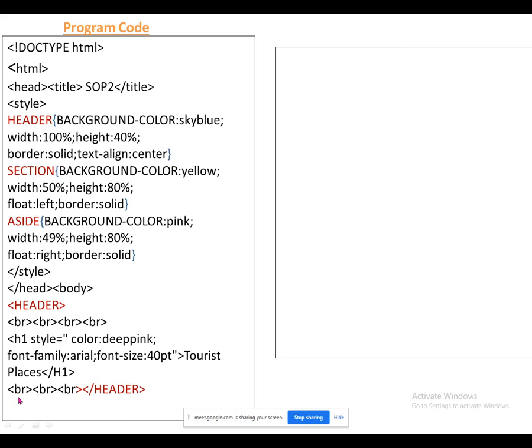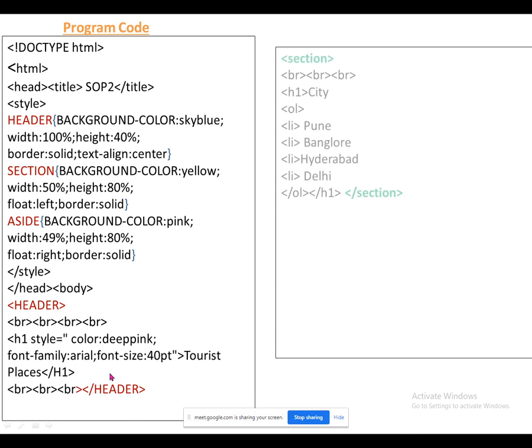Then again you are managing some space with 3 BR, you are closing the header. So this header part will display with background color sky blue, height and width this much, then with a solid border, text align center, then tourist places as a heading with the color deep pink, font family Arial and font size 40 pt. Okay, now move to the left part.